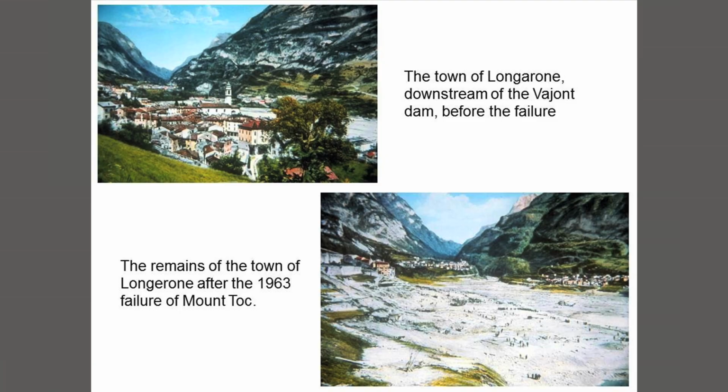It caused the water to overtop the dam by 100 meters, and miraculously the dam remained. But downstream of the dam, the town of Longarone, which you see before the failure on the upper left, and the lower right shows the complete destruction of the town, and 2,400 residents were killed in that flood that resulted from the overtopping of the dam.